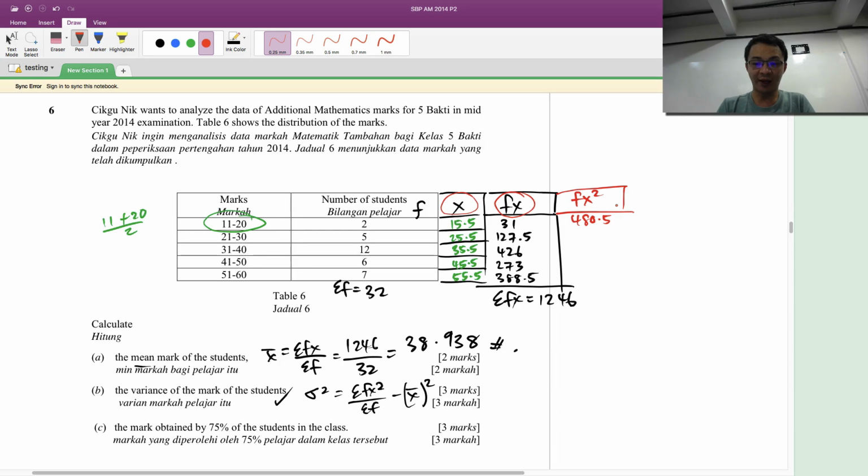This is 480.5. Then 127.5 multiplied by 25.5 gives 3251.25. Then 426 multiplied by 35.5 gives 15123, very big. 273 multiplied by 45.5 gives 12421.5. And 388.5 multiplied by 55.5 gives 21561.75.